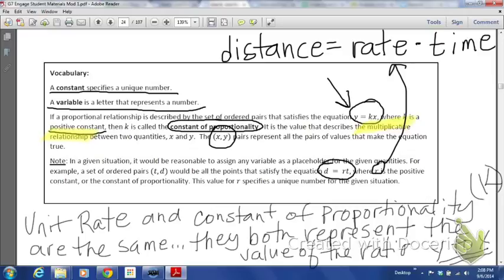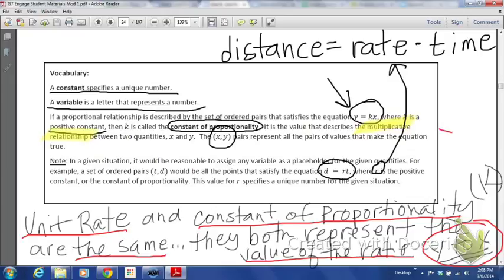Some things I've written down here, and hopefully you guys are taking notes in your binder. There's quite a bit of space on the bottom of this page, but I'd like you to write some of this down, and if you need to, just go ahead and pause and take time to write it down. But unit rate and constant of proportionality, they are the same. They represent the same number, the same value. They both represent the value of the ratio y to x. So very important, y to x.